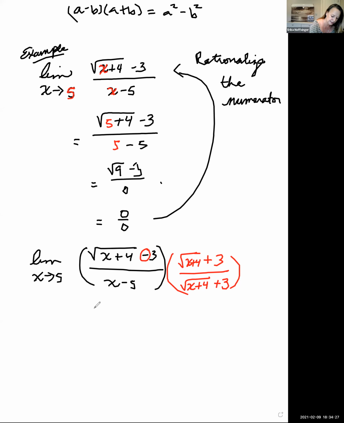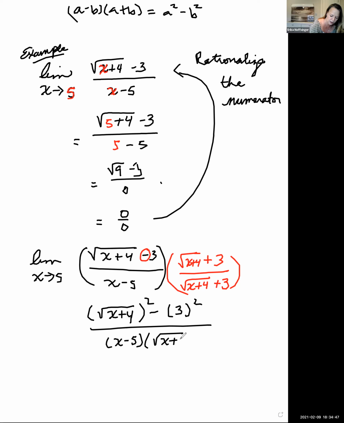So if we distributed this, we would get the square root of x plus 4, quantity squared, minus 3 quantity squared, all over that denominator of x minus 5, all times the square root of x plus 4 plus 3. So when we were using this trick to find the limit, we did not distribute the piece that didn't have the radical to begin with. Well, if you square something that is a radical, that's going to get rid of that radical, leaving you what is called the radicand, what is underneath.